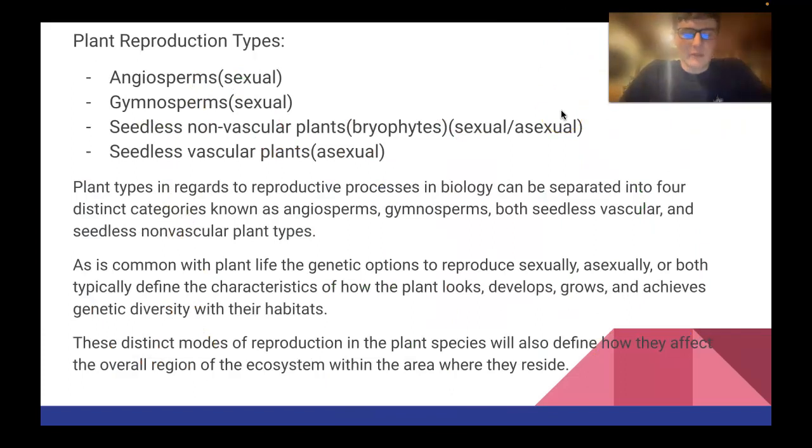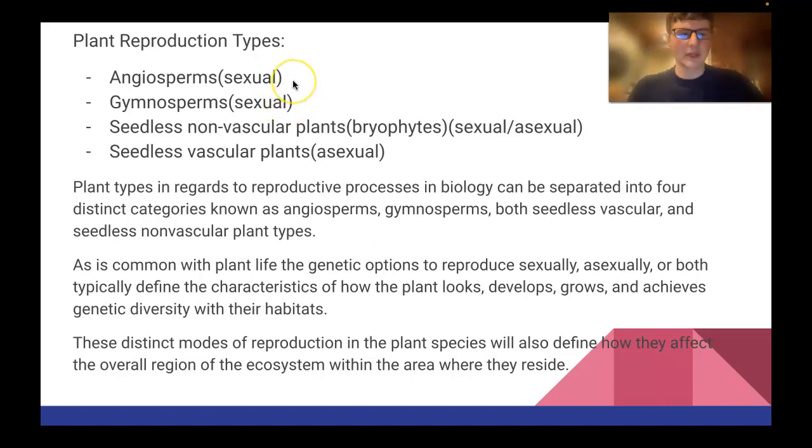Plant reproduction types can be organized into four basic categories, each of these reproducing in either a sexual or asexual variation. These include angiosperms, gymnosperms, seedless non-vascular plants, and seedless vascular plants. What is effectively known but not very well researched is how common it is with plant life that the genetic option to reproduce, either sexually or asexually, typically defines the characteristics of how the plant looks, develops, grows, and achieves genetic diversity with its habitats. Today, that's what we're going to be looking into.